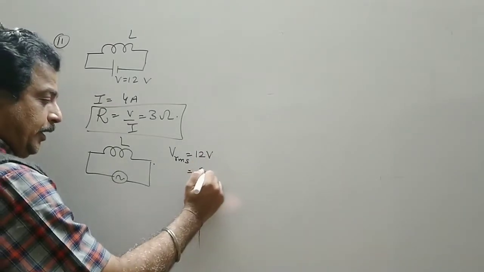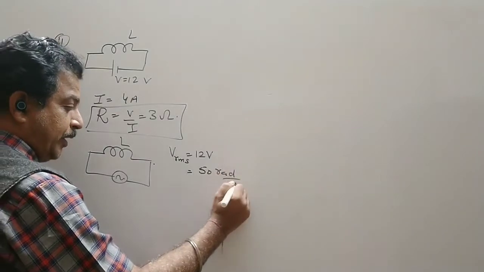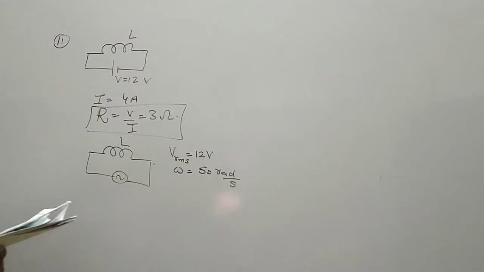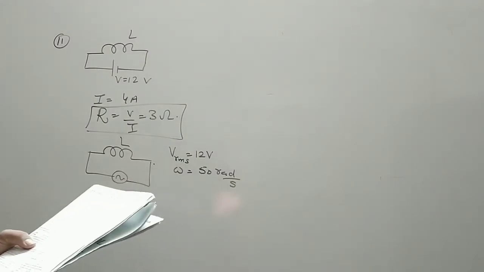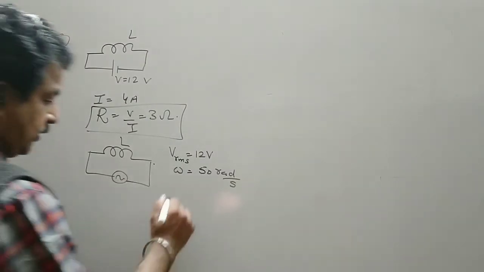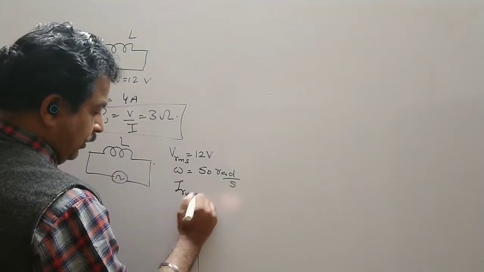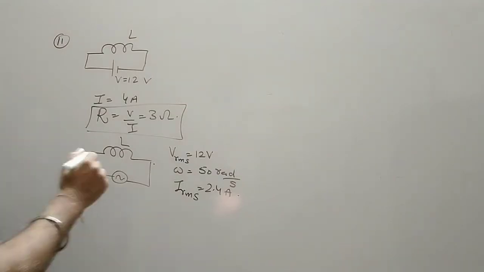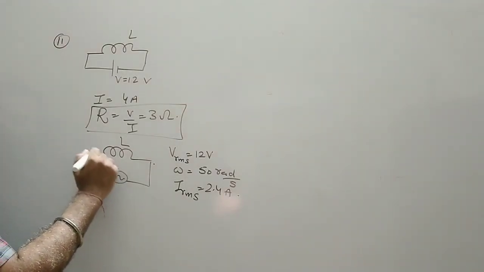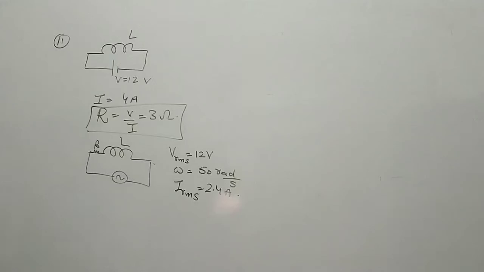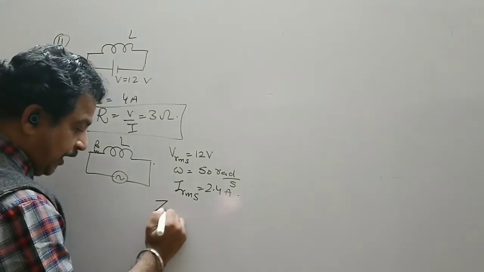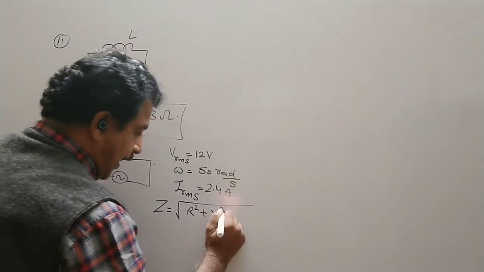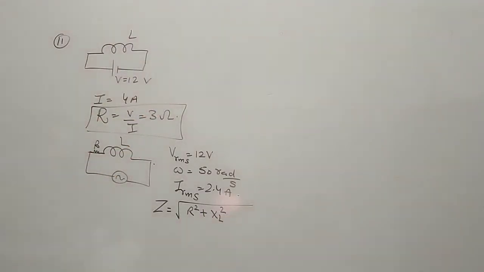Then it is given as 50 radian per second. So clearly, instead of frequency, they have indirectly given you omega, and the current in the circuit is 2.4 ampere. So that is IRMS. Now this circuit should be considered equivalent to an RL circuit. In this situation, we find Z is equal to under root R square plus XL square. We need to find out L here.